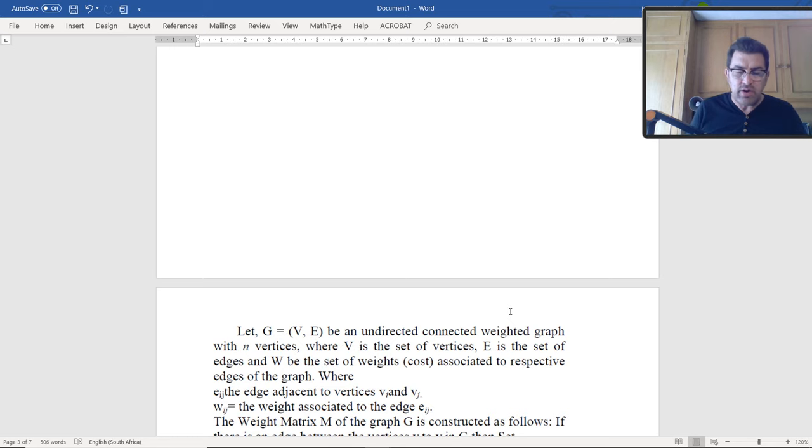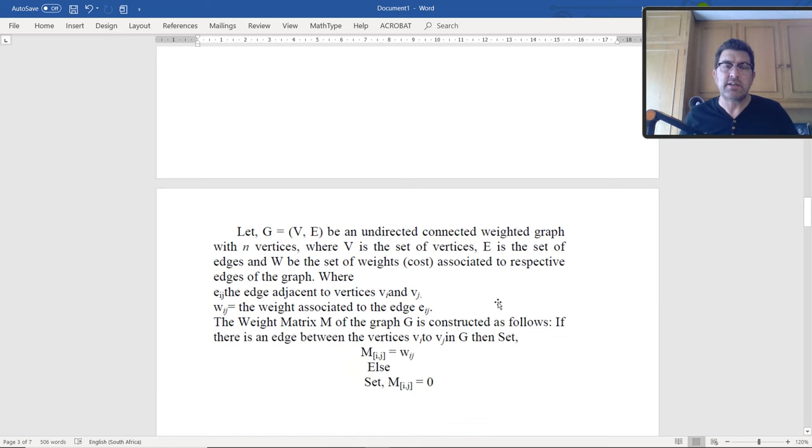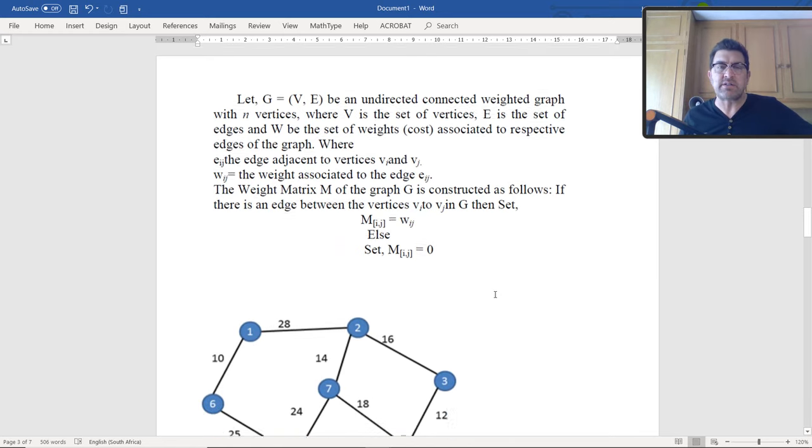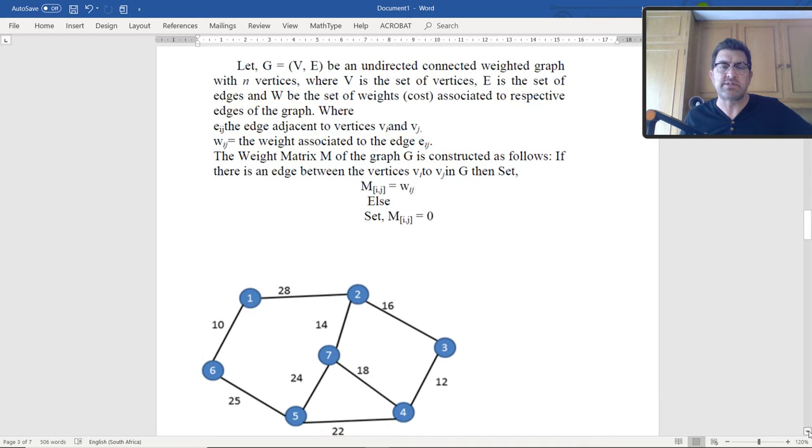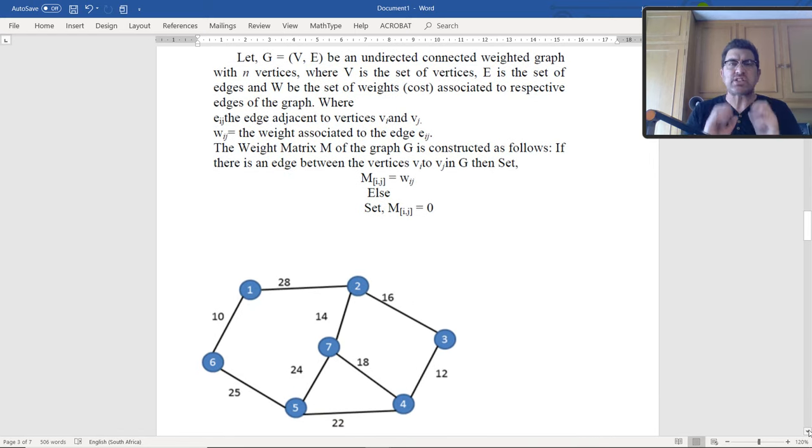Okay, we are going to look at minimum spanning trees of a directed graph, and the graph that we're going to look at is the graph that's on the screen at the moment. But let's make this a little bit more formal than what we had up to now. We define a graph G with a vertex set and an edge set. Okay, so let that graph be an undirected graph.